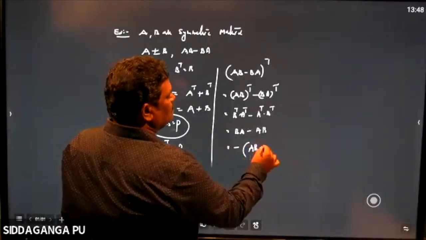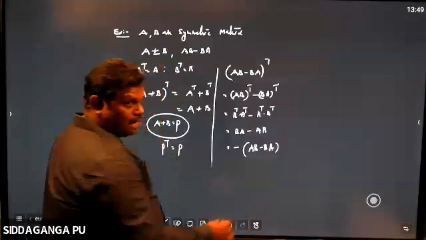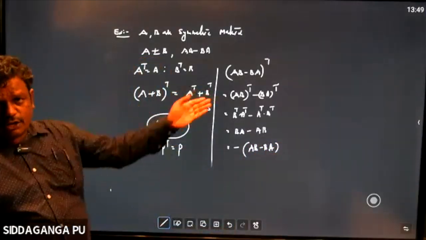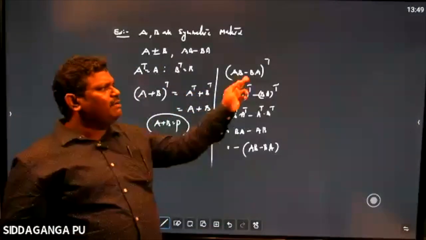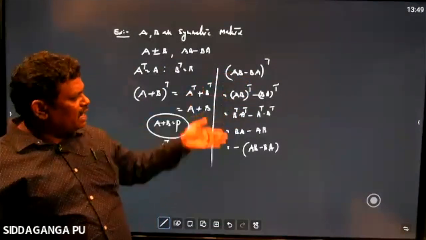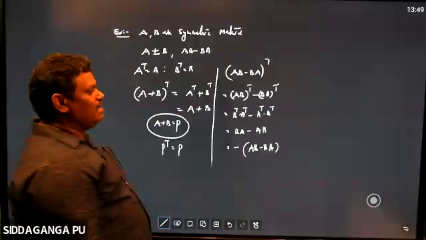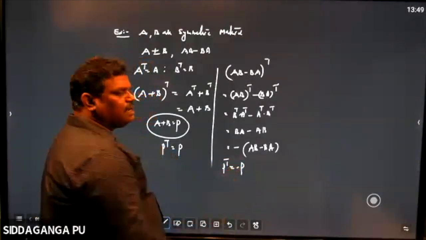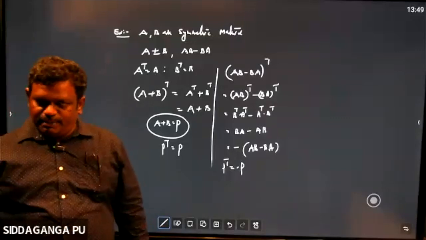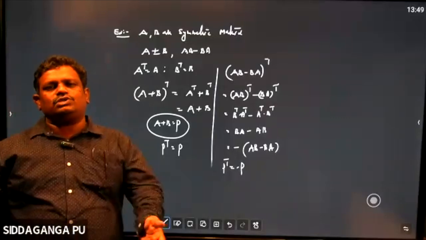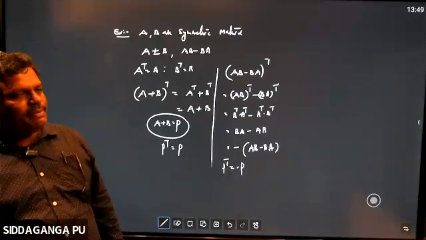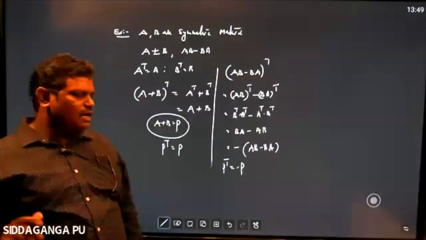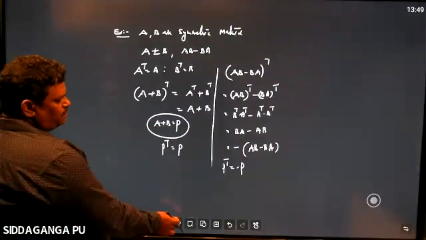Again, what do we put for this value? AB minus BA. Previously I took A plus B equal to P. Similarly, here also we consider AB minus BA as P. P transpose is equal to minus P. When P transpose is equal to minus P, that matrix is a skew symmetric matrix. P is skew symmetric, which means AB minus BA is also skew symmetric. Okay, understood? This is a very, very important concept for CET.